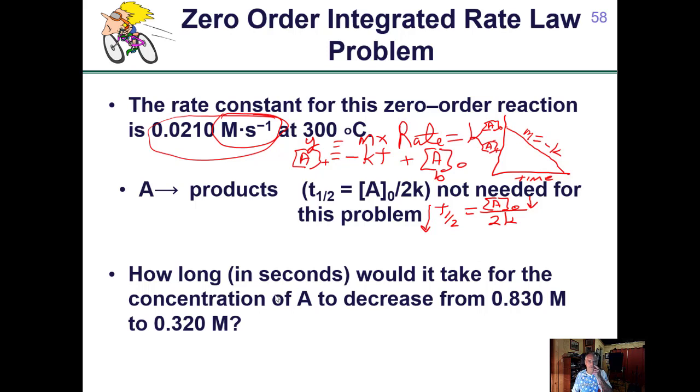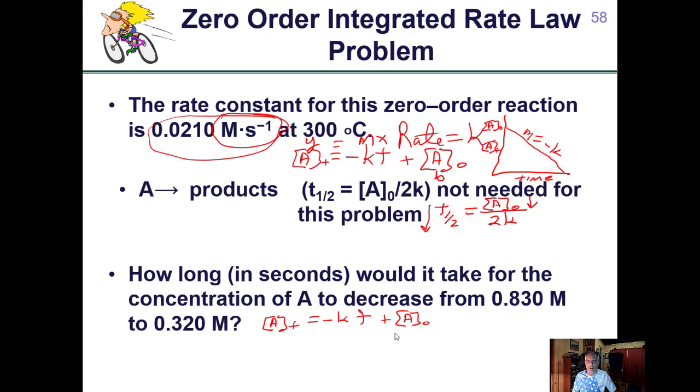All right, so let's solve this problem. We know we've got a zero order reaction here. It says how long in seconds would it take for the concentration of A to decrease from 0.830 to 0.320. So here is our integrated rate law. A at time T is equal to minus K T plus the concentration of A naught. And we're going to solve, it looks like, just for time in this particular case.